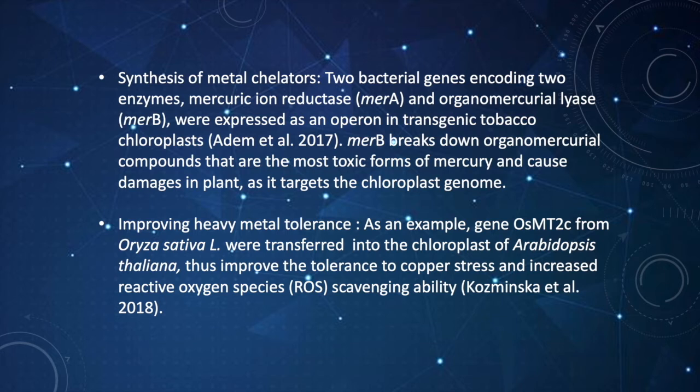In phytoremediation, chloroplast transformation technology, or CTT, is used for the synthesis of metal chelates. For example, two bacterial genes encoding the enzymes mercuric ion reductase MerA and organomercurial lyase MerB were expressed as an operon in transgenic tobacco chloroplast. The MerB gene breaks down organomercurial compounds, which are the most toxic forms of mercury and cause damage in plants, as it targets the chloroplast genome.